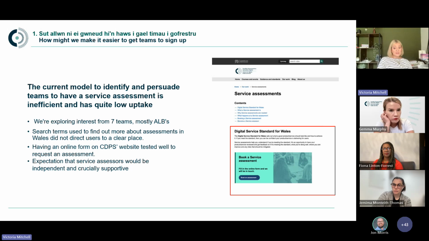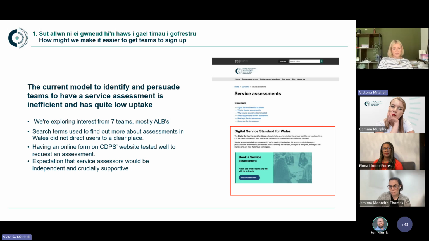And also, it's not easy to find information about service assessments in Wales. If a team was thinking about service assessments and what's available to them, if you Google service assessments in Wales, the results don't lead to a clear destination for users. So we wanted to create an easy way for teams to discover the service, know what's involved in an assessment, and decide whether to proceed with one and sign up for one.